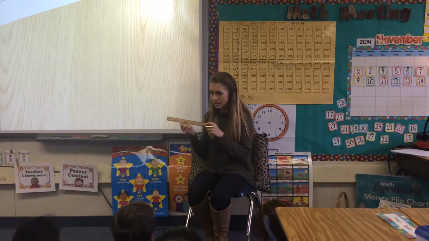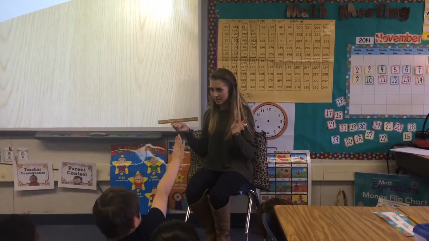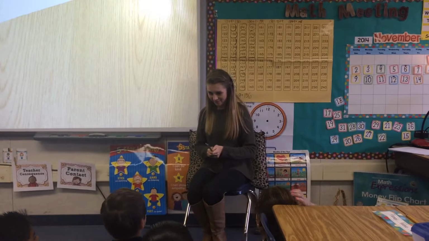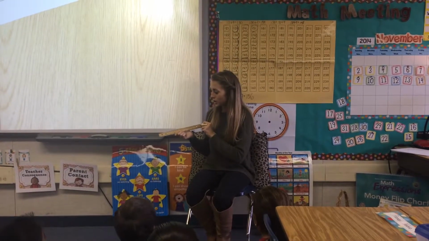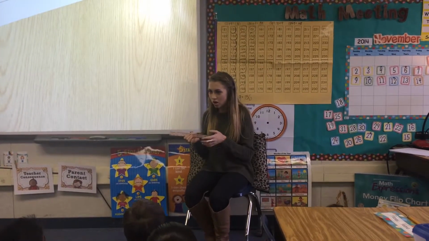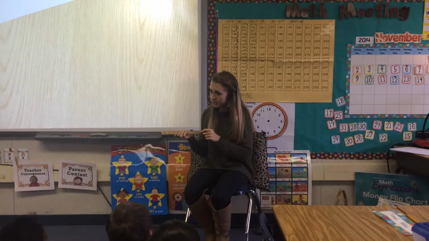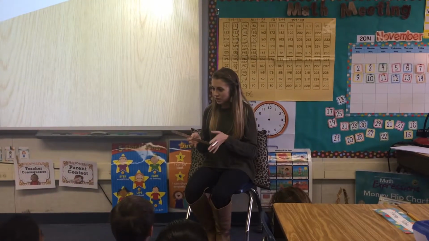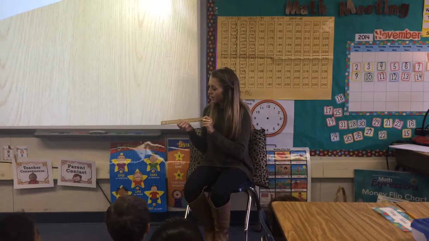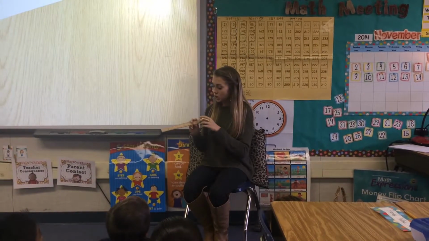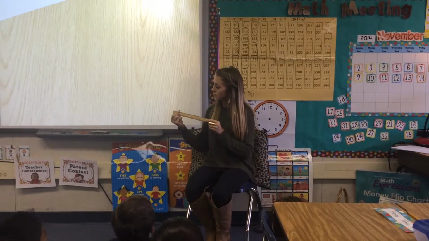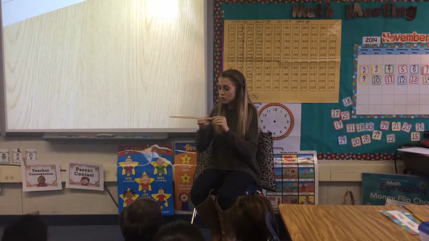Who can tell me what is smaller, centimeters or inches? Centimeters are smaller. So if we were trying to measure something a little bit smaller, we would use the centimeter side because it gives us a better estimation of how long it's going to be. And if you wanted to measure something a little bit bigger, you would use the inches side because it has bigger units. And if I wanted to measure something really big, I would use the whole ruler.